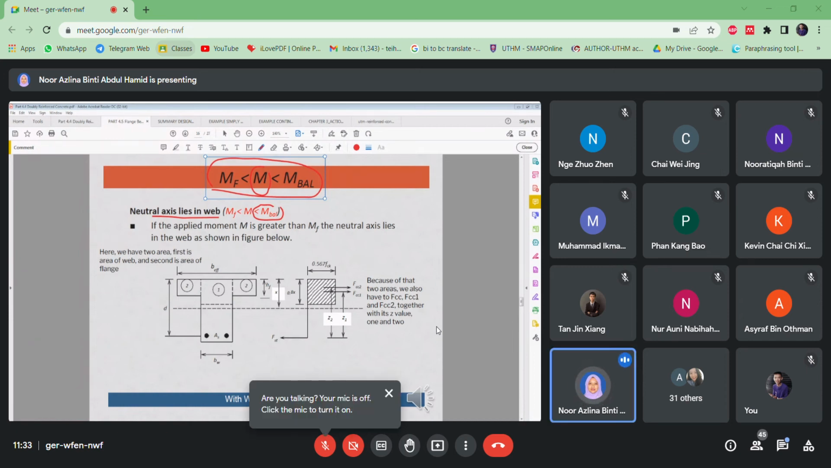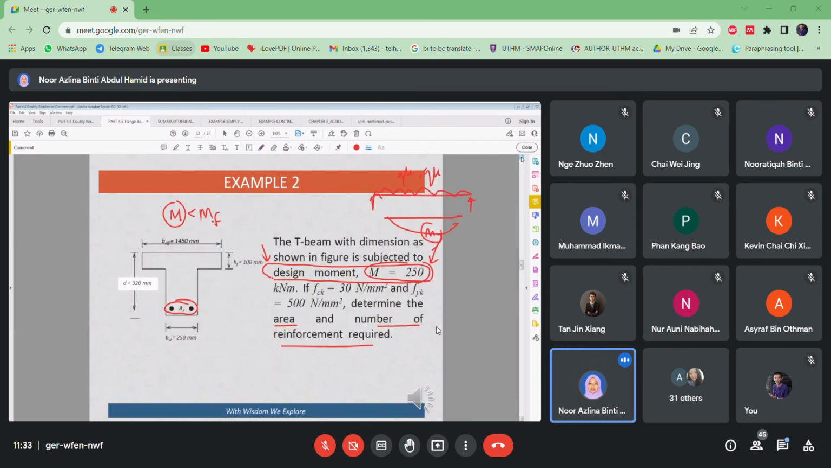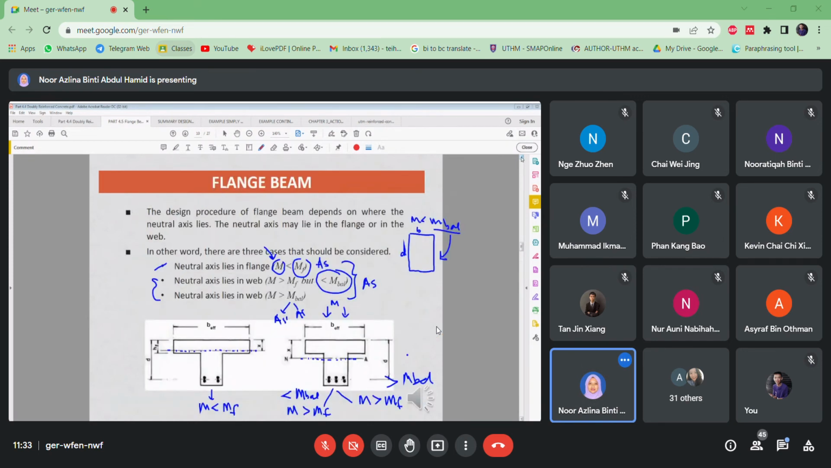Okay, we continue, all right? So next we have the second conditions. So look at X, what I have done in some sketch before this. So this one is settled, which is once the moment is less than the moment of the flange here. Okay, so that means you just need to provide the As.